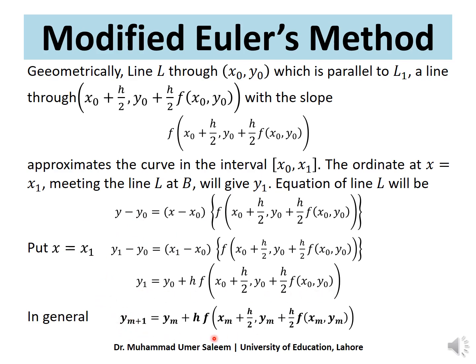So in general form we can write it as y(m+1) is equal to ym plus h f of xm plus h by 2, ym plus h by 2 f of xm, ym. So this is a modification to the Euler method, that's why this is known as modified Euler method.